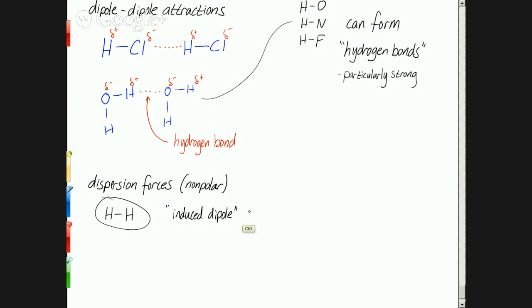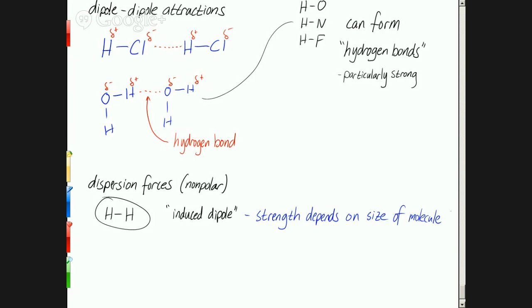So the strength of the forces is completely dependent on the size of the molecule. The larger the molecule, the more closely they can pack together and induce each other's dipoles, and the stronger they'll be held together.